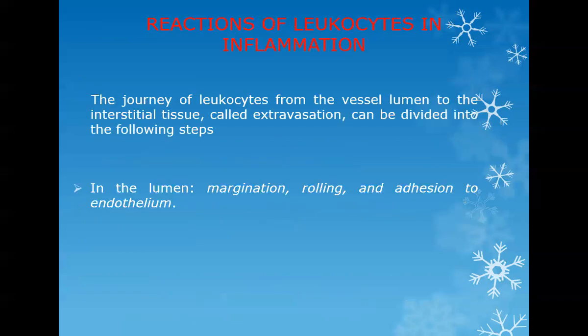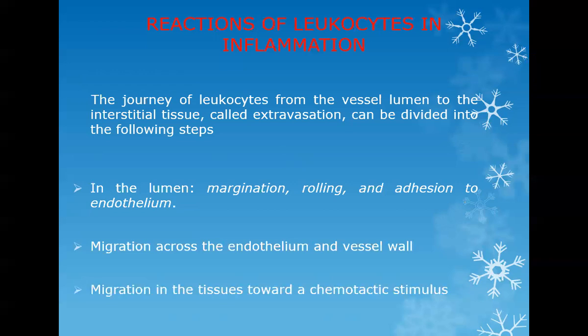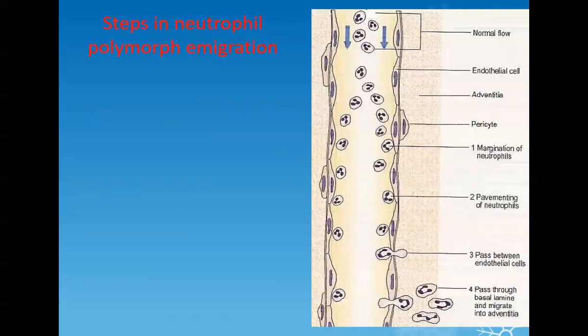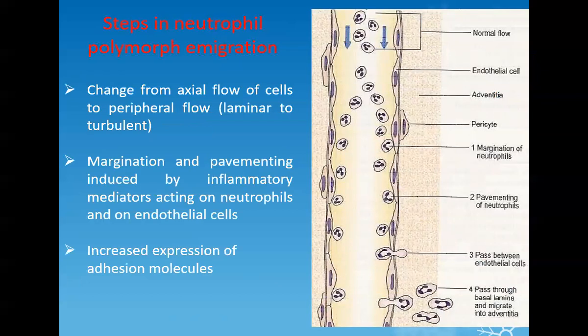Okay, now we have to see how the cells are coming out of the vessel. It has margination, rolling, and adhesion. First of all, the cells have to come down near the endothelial cells, then they roll on the endothelial cell, and then they stick to the endothelial cell, and finally they migrate out of the vessels. When they are out of the vessels, they go towards the injurious agent. This is a very good picture, and it shows the same thing.